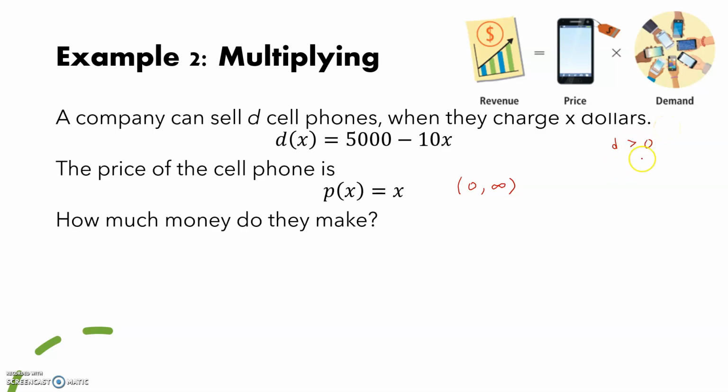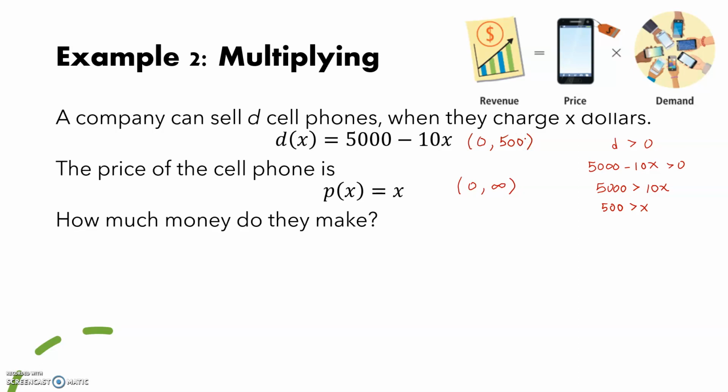So in order to make sure that our demand is greater than 0, we'll set 5,000 minus 10x greater than 0. We're going to solve that, so we'll add 10x. So we have 5,000 is greater than 10x. Then we'll divide by 10. So we have 5,000 is greater than x. That means that our x value has to be between 0 and 5. I said 5,000, I meant 500.